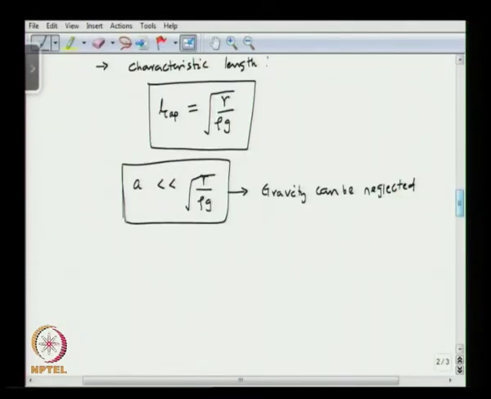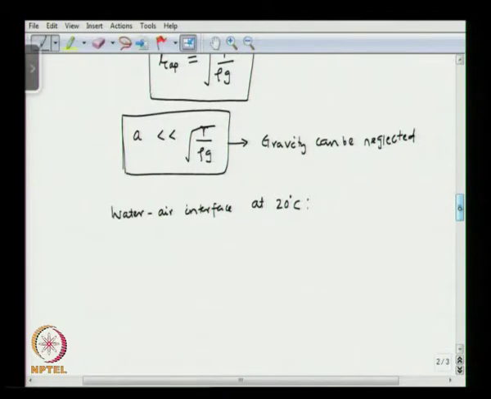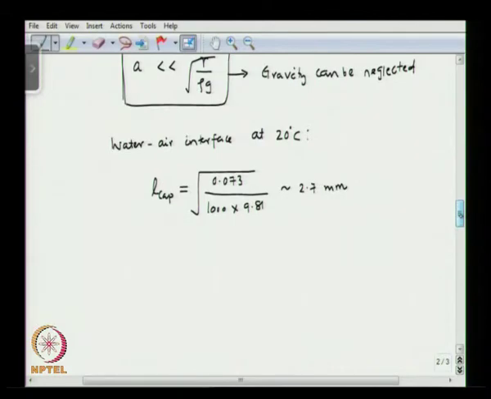Now we can find, for a water-air interface at 20 degrees centigrade, the characteristic capillary length L cap, where gamma is 0.073, density is 1000, and g is 9.81. So it is about 2.7 millimeter, okay. Now in case of capillary flows in microchannels, the radius of the microchannel or the capillary is less than this value, 2.7 millimeter. So we can say that for all capillary flows in microchannels, the gravity force can be neglected, right.